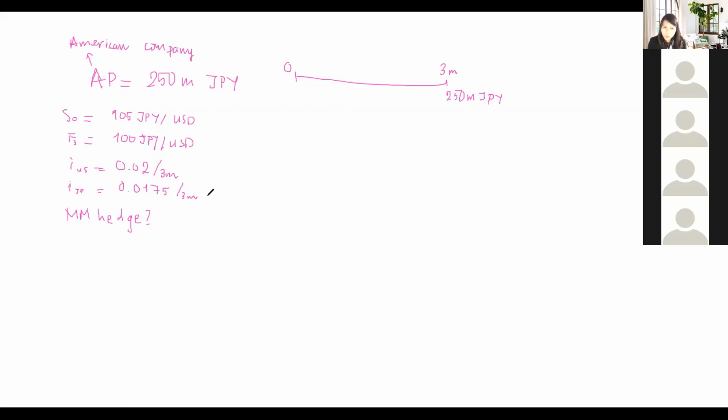So suppose we want to use money market hedge instead of the forward hedge. With forward hedge, it is very straightforward. You just have to use the forward rate here. With money market hedge, it's a bit more complex. You've got to use the spot rate and the interest rates in the relevant two countries.